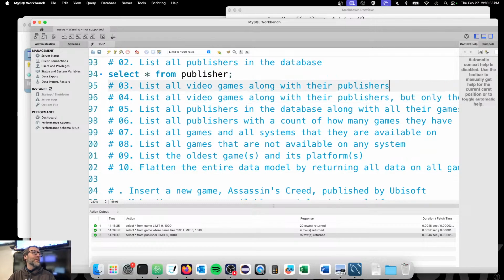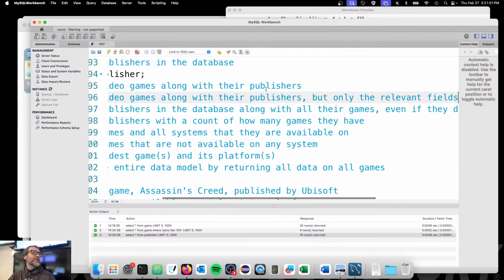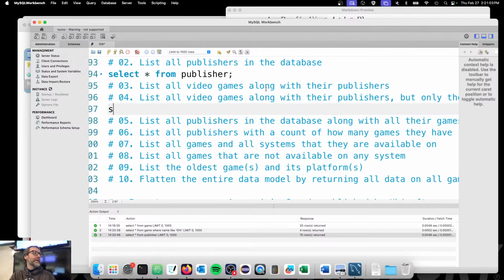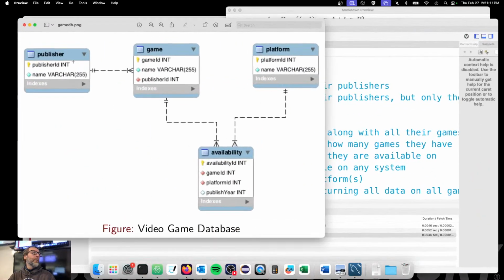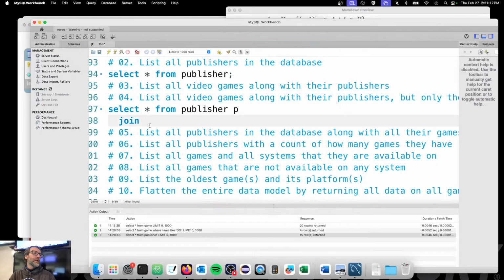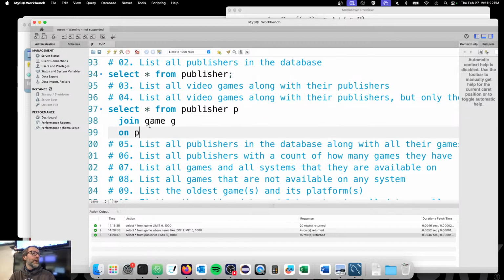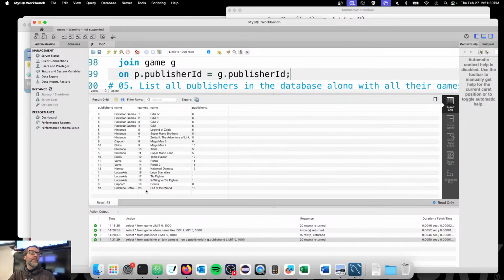List all the video games along with their publishers. That's going to require a join. We did that already. List all the video games along with their publishers, but only the relevant fields. All right, that's nice. Select everything from publisher, P, join. And do I need to do a left join here if I start at the publisher? A parent always exists for the child, so you don't need to. Right? I'll show you that there's going to be no difference. Join game G on. You can go to the next line on. P dot publisher ID is equal to G dot publisher ID. Remember, foreign key matches primary key, so I didn't even have to look up the schema.